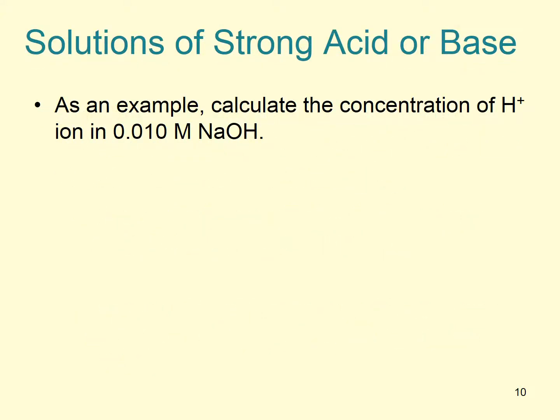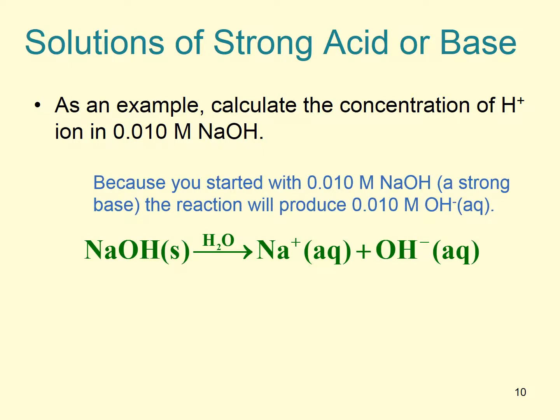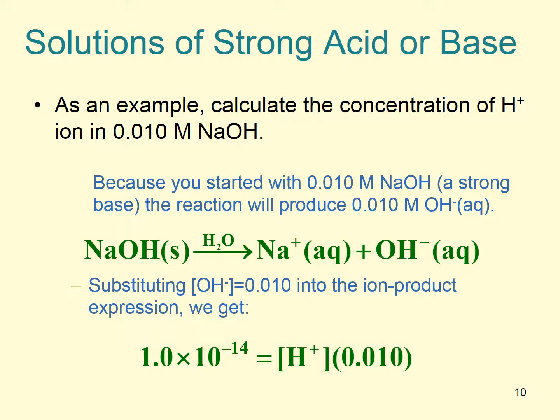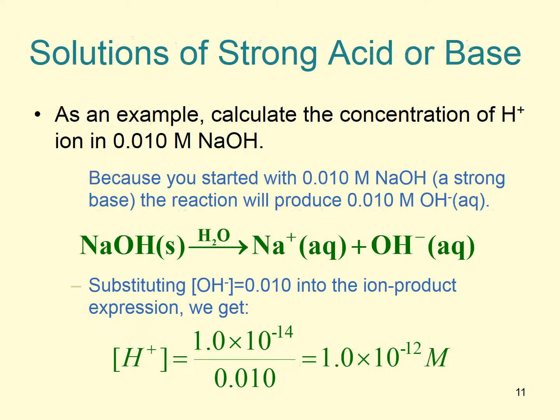So, for example, calculate the concentration of H plus ion in a 0.010 molar NaOH solution. Because we're starting with 0.010 molar NaOH, which is a strong base, we know that the OH concentration will also equal 0.01, same as the NaOH, because it completely dissociates. So if we substitute the OH negative 0.01 into the ion product, we get this. Solve for H plus, and we get 1 times 10 to the minus 12th molar.